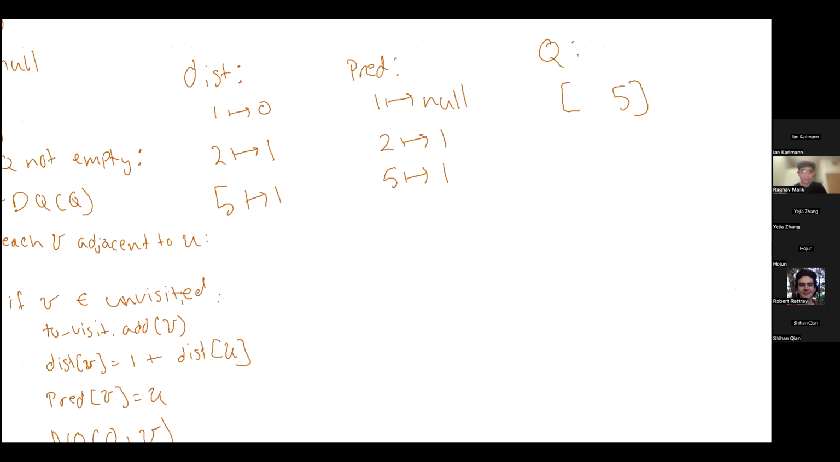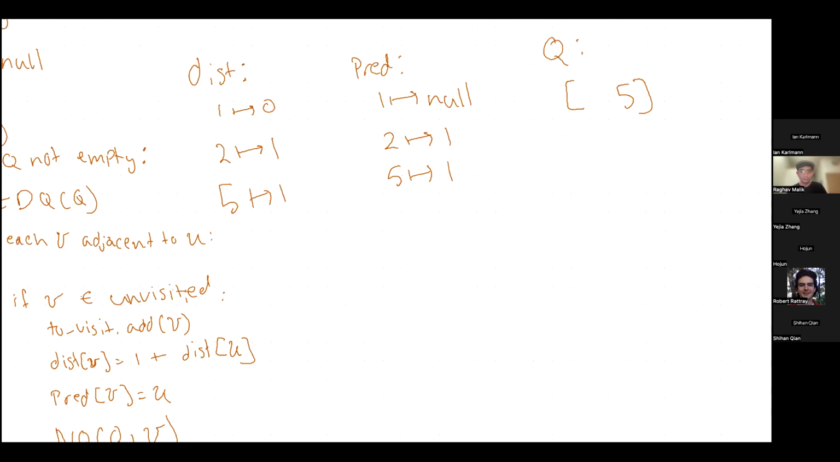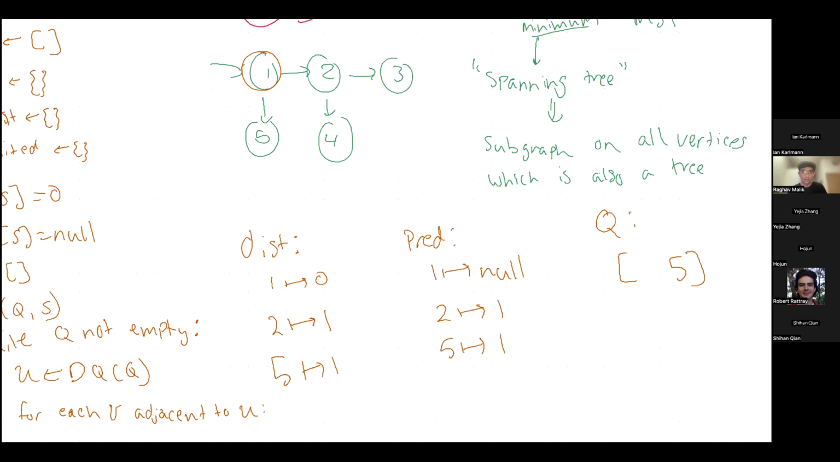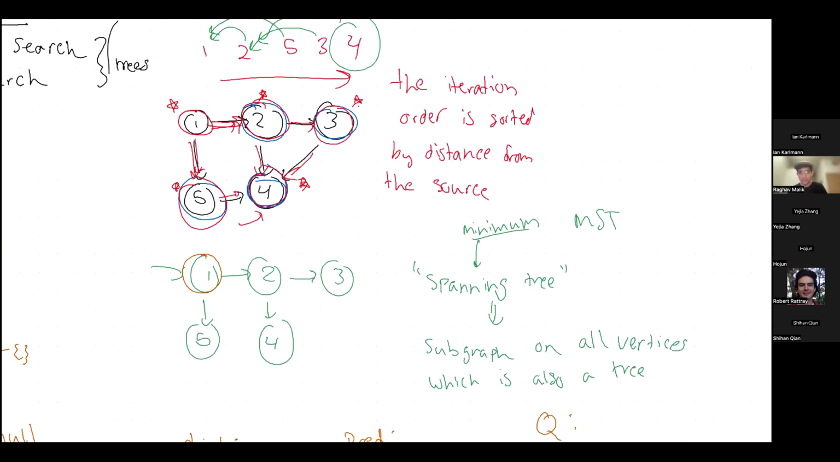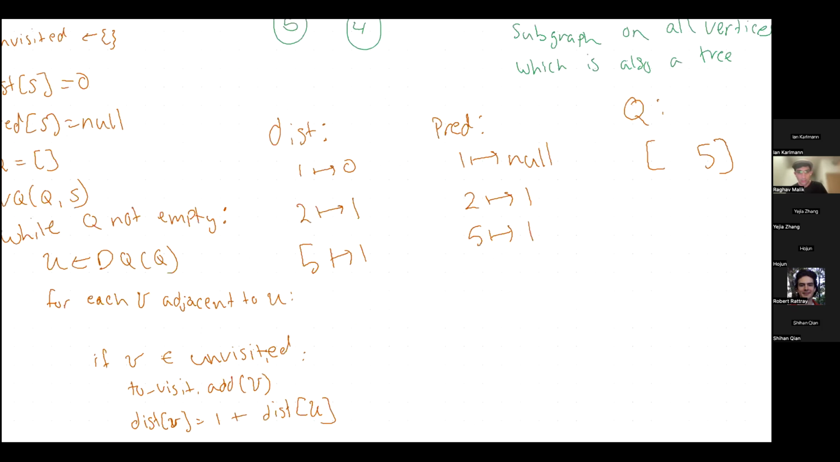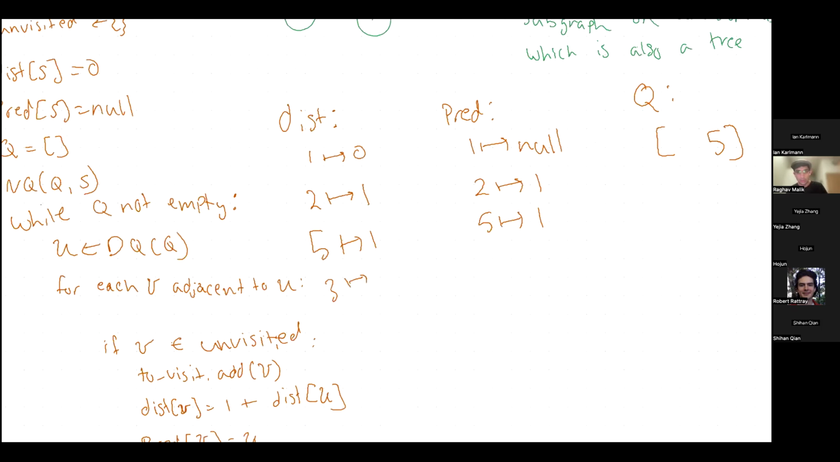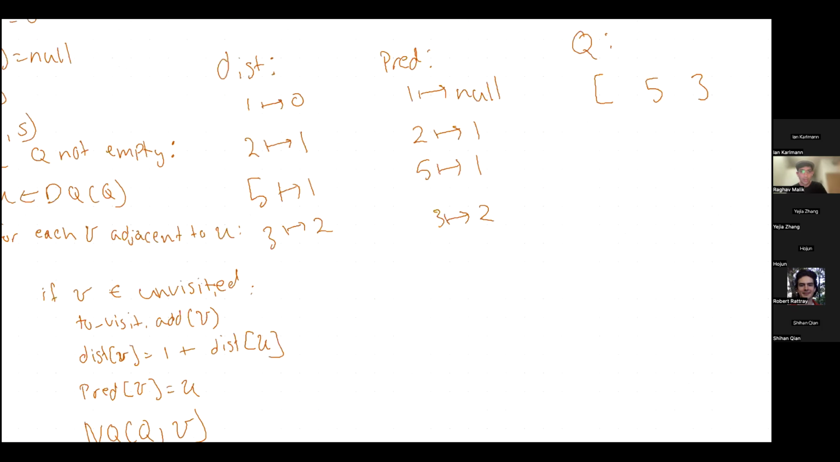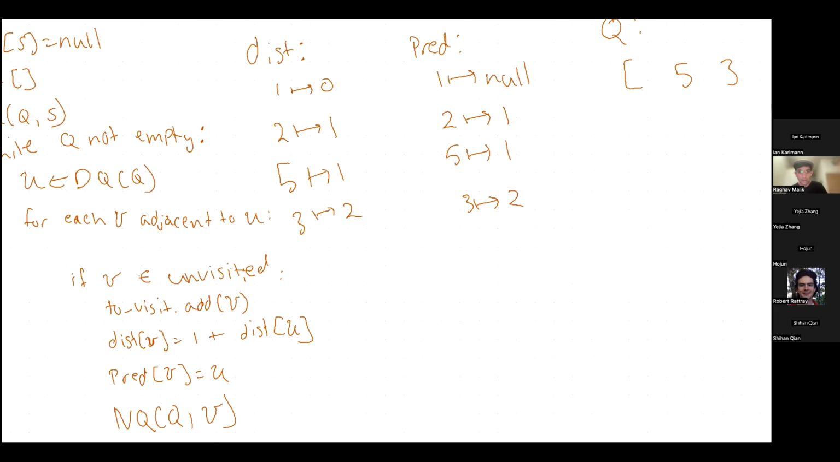Now I look at 2. I haven't visited it yet, so I can visit it now. I look at every vertex that's adjacent to it. So that's 3 and 4. So maybe I start by looking at 3. I mark the distance. I mark the predecessor, and I enqueue it. I look at 4. I mark the distance. I mark the predecessor, and I enqueue it.